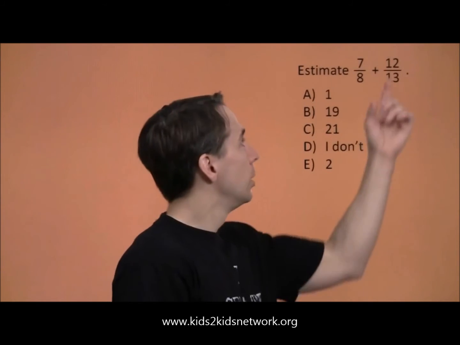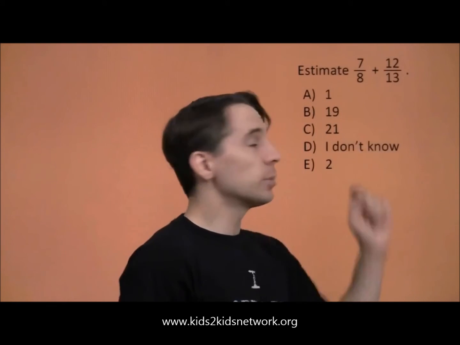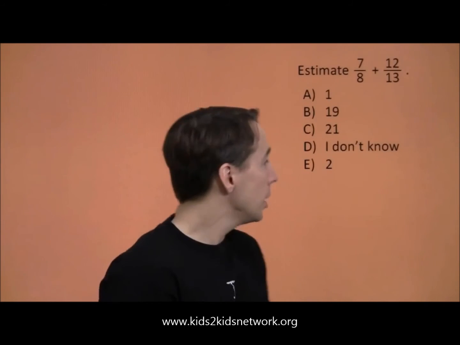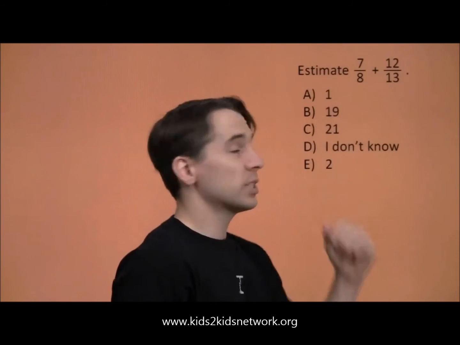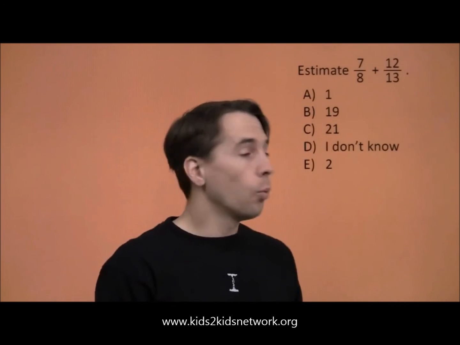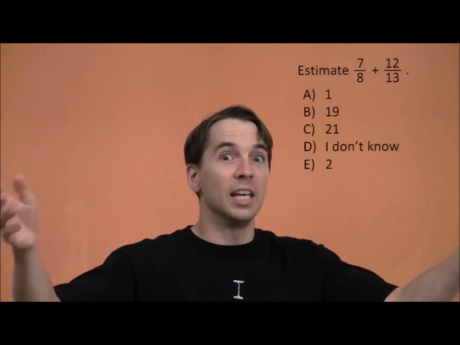12 over 13, a fraction is a number. 12 over 13, a little bit less than 13 over 13. This number is a little bit less than 1. This number is a little less than 1. And we add 2 numbers that are a little less than 1. We get a number that is a little less than 2. So this question becomes really easy when you just understand one thing. Say it with me. A fraction is a number.